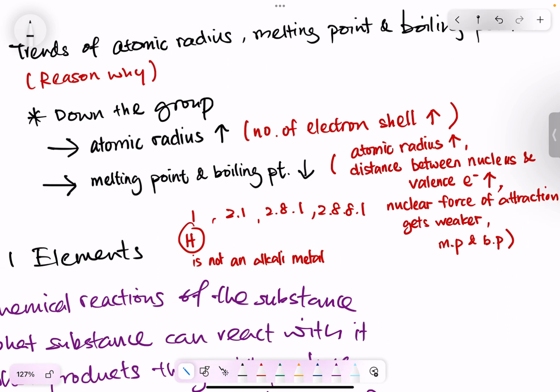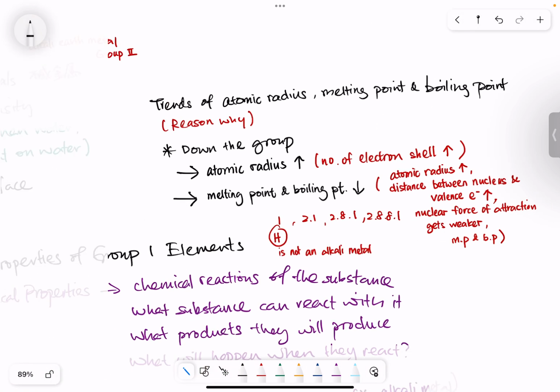All the elements in group 1 have one valence electron. There are students who mistakenly think that hydrogen is also a member of the alkali metals. However, hydrogen is a non-metal, which makes it excluded from the group 1 alkali metal family. Although it's placed in group 1, it is not an alkali metal. That is a very tricky part.